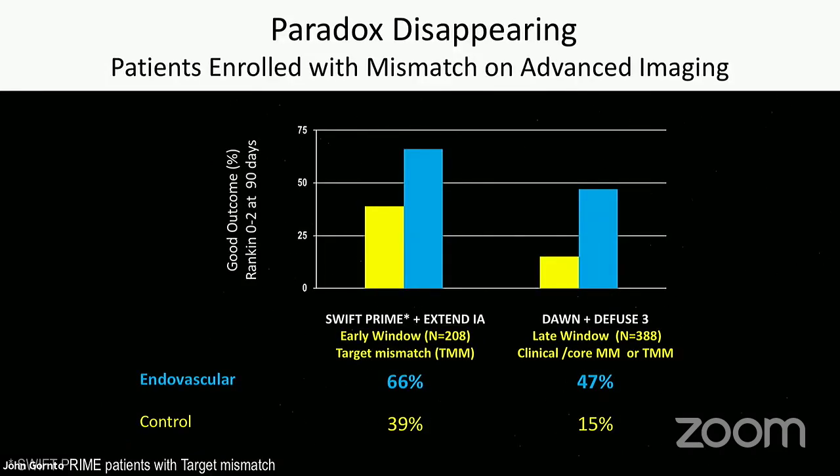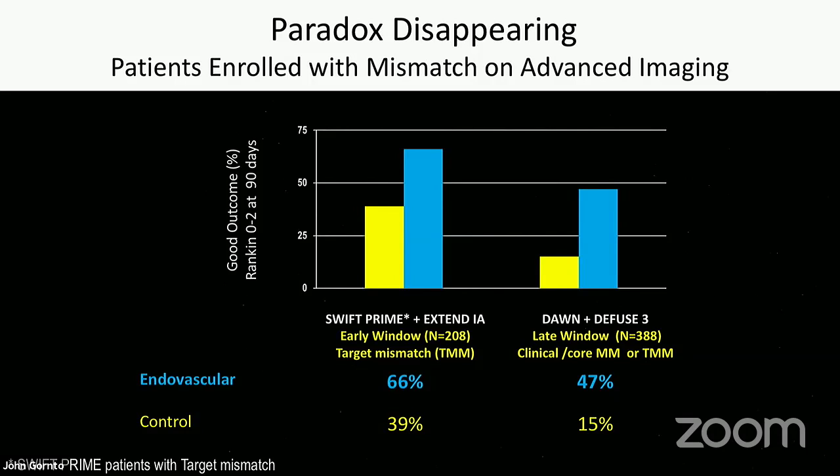Within the 6-hour window trials, SWIFT PRIME and EXTEND-IA used very similar selection criteria to DEFUSE 3 and DAWN. So if we compare SWIFT PRIME and EXTEND-IA, we can see that the penumbral volume, 100 ml, was the same as in DEFUSE 3 and DAWN. The age, the NIH stroke scale, was the same as DEFUSE 3 and DAWN. What's the difference? It's the late time window. And here you see the paradox, shifting a bit.